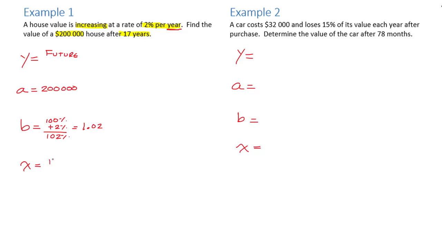Divided by 1, right? It's like 17 years, but there's only 1 year in a period. So it's just going to be 17. Okay? So let's set it up. Y equals AB to the power of X. So Y equals $200,000. That's what the house is worth. And times 1.02, 17 times.